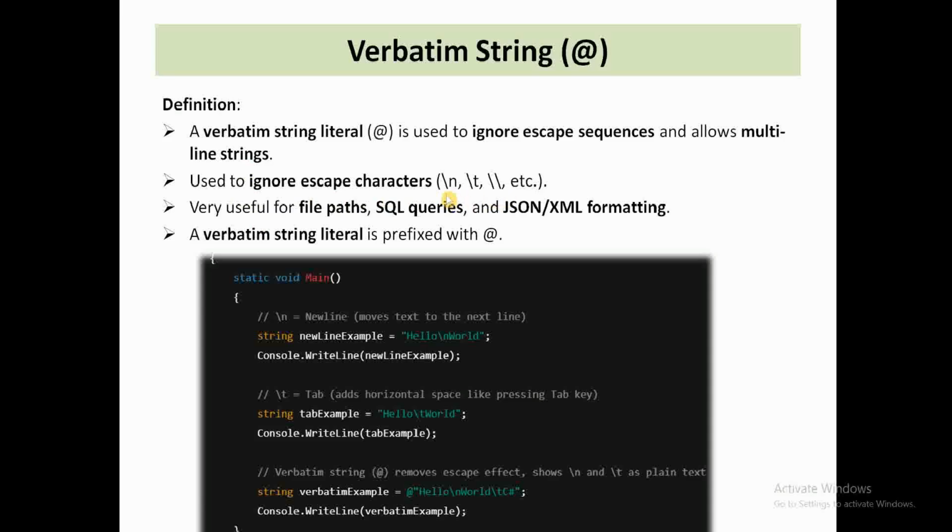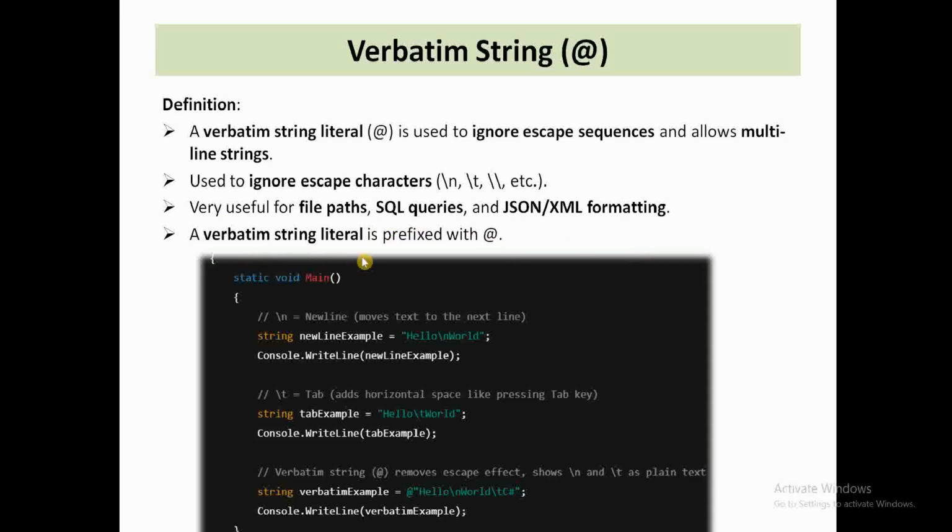\n is used if we want to put a string on a new line, and it will ignore this too. And if we press the tab key, it creates some spaces, and it will ignore this also. And if we have a URL with double slashes, we only have to put a single slash. So it is very useful for file paths, SQL queries and JSON XML formatting. If we have any URL along with file paths, we can use a verbatim string. It is very important in this particular situation. We can use it in SQL queries and JSON XML formatting also.